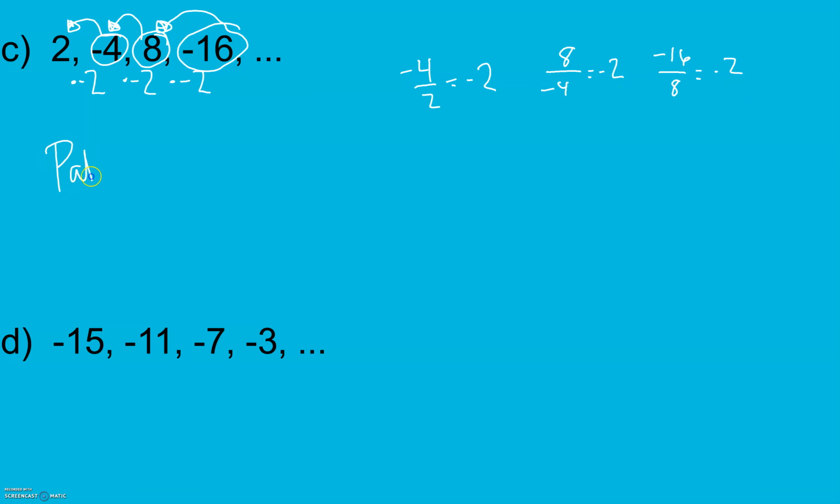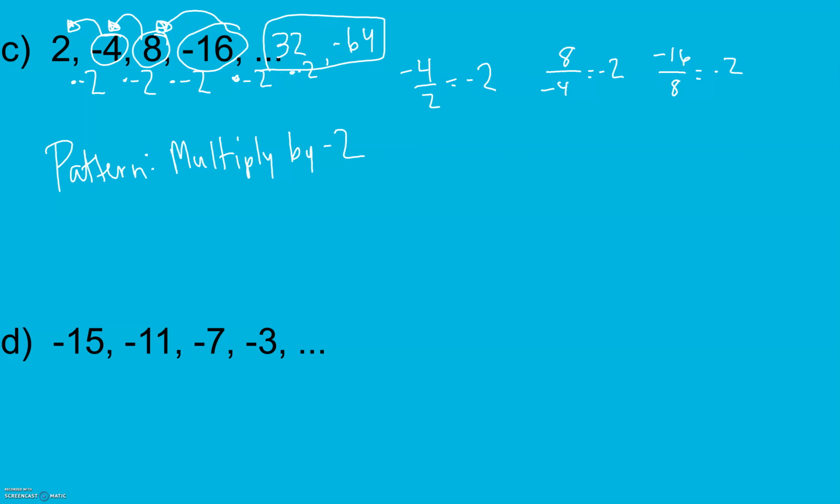So here my pattern is going to be multiplying by negative 2 to the term before it. And to continue that, if I multiply by negative 2 again, I get a positive 32. Multiply by a negative 2 gives me a negative 64. So here are my values. Go ahead and try D.